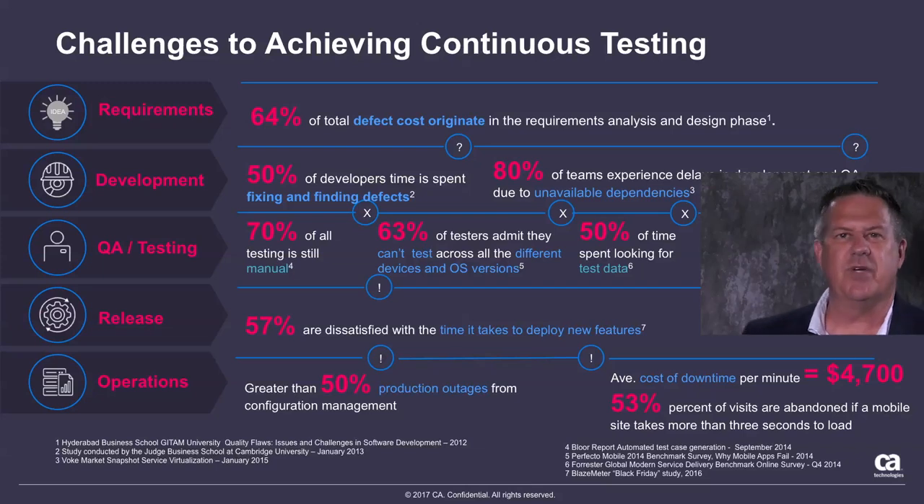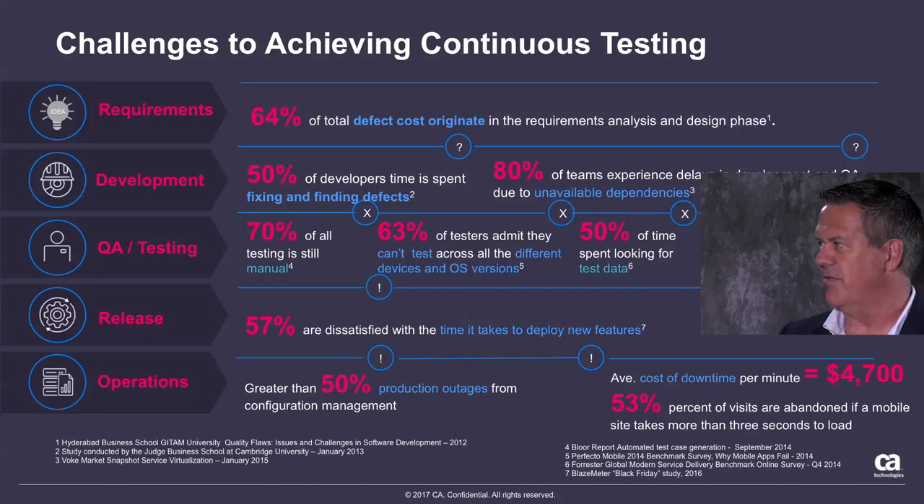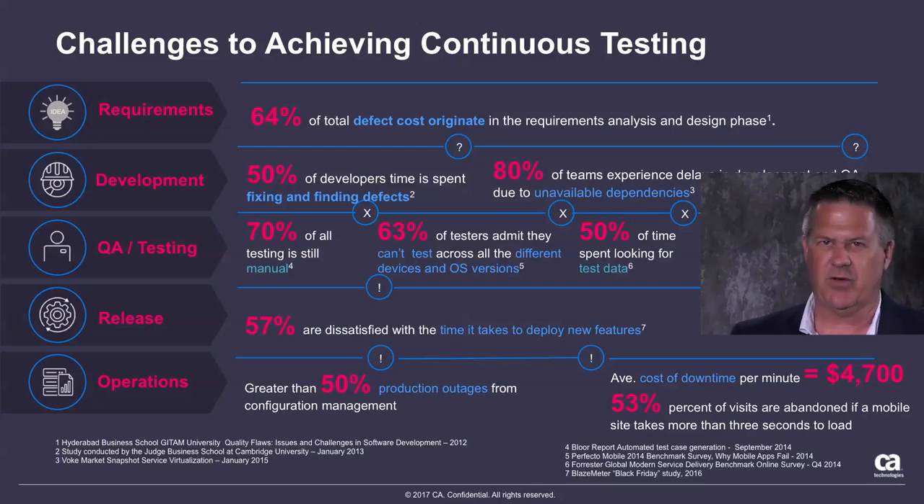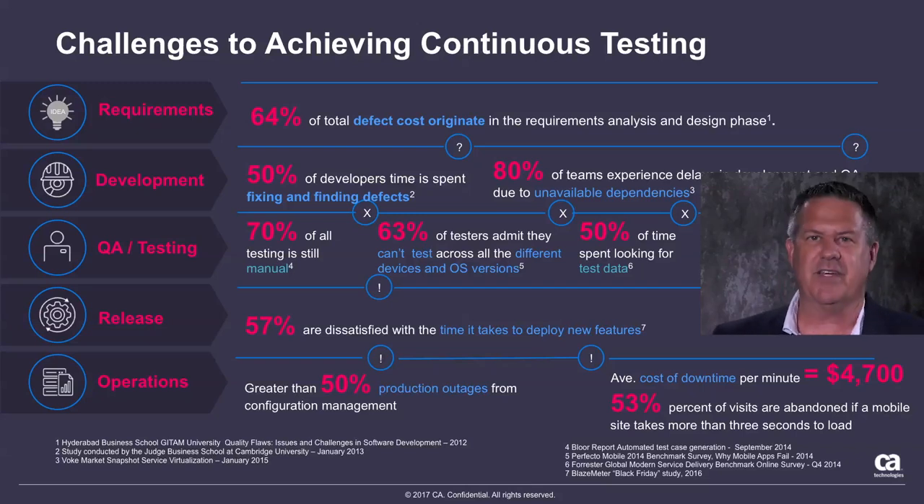So there are some challenges to continuous testing. What are they? So in this slide here, basically we see that there are requirements challenges. For example, 64% of total defects originate in the requirements and analysis phase. So very early on in development, requirements can be a problem for continuous testing. There's development stages where 50% of developers' time is spent fixing and finding defects. So again, lots of time wasted there.